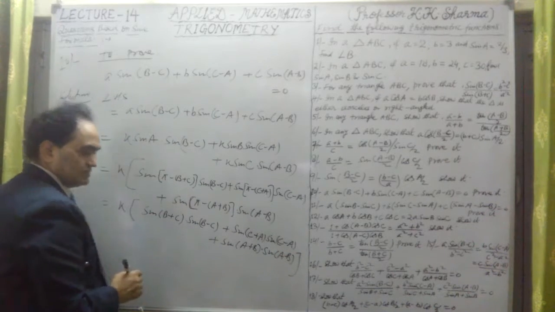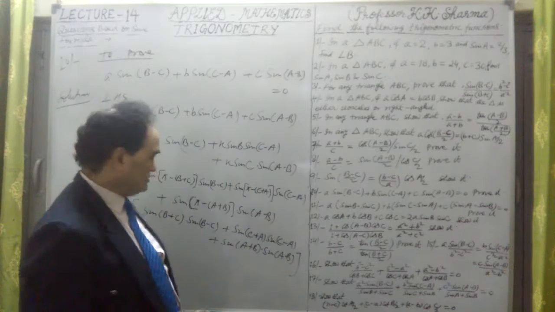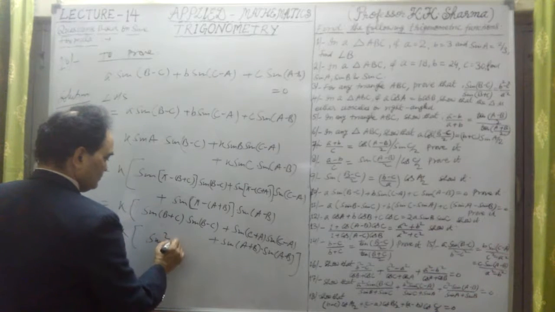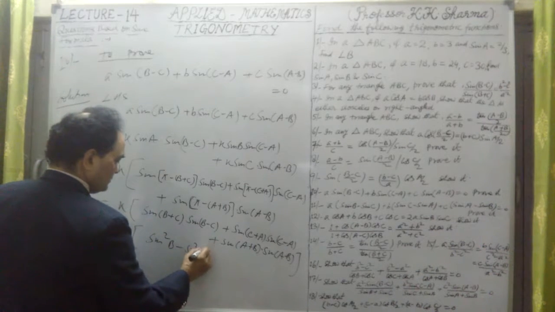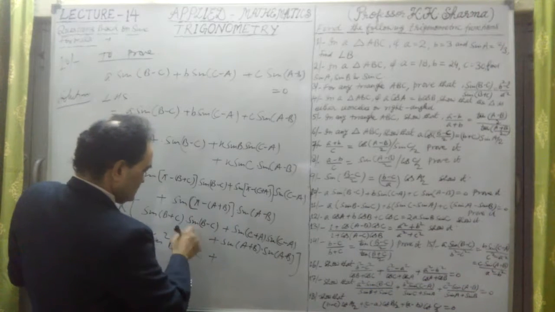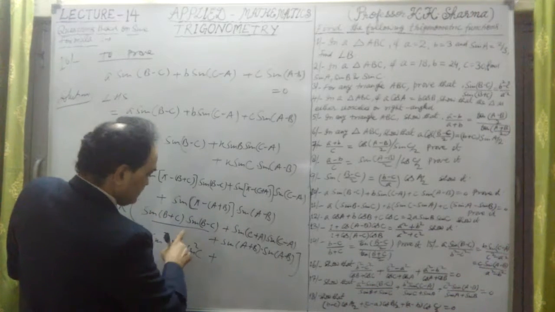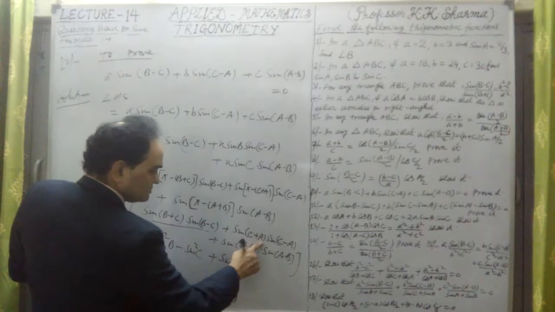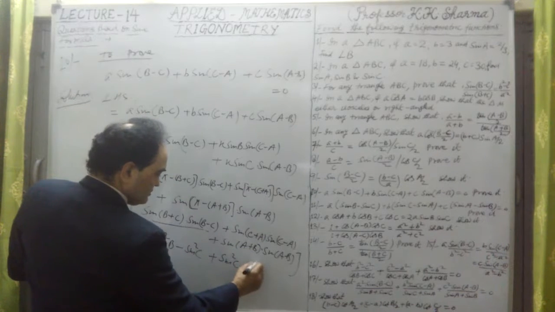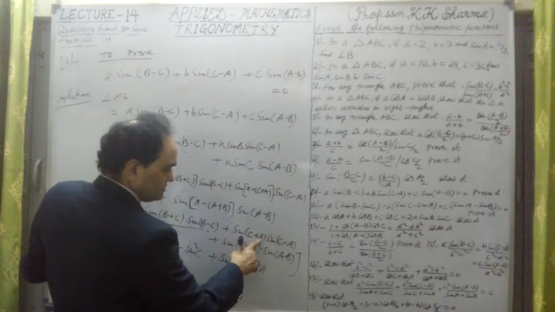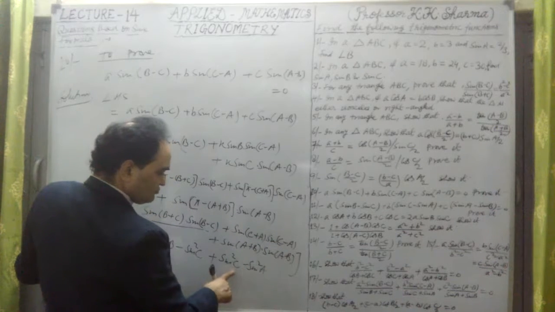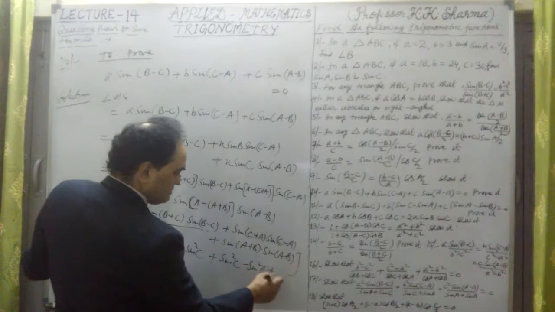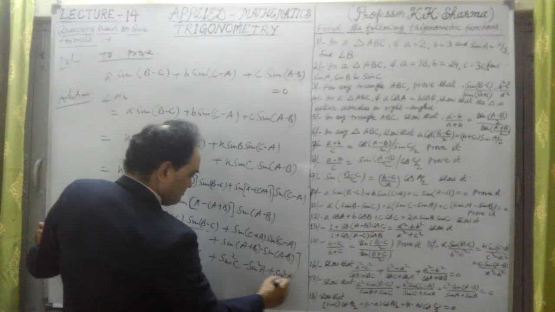What are the values of this? Sine B plus C into sine B minus C is nothing but sine square B minus sine square C. Sine C plus A into sine C minus A is equal to sine square C minus sine square A. Now sine A plus B into sine A minus B is sine square A minus sine square B.